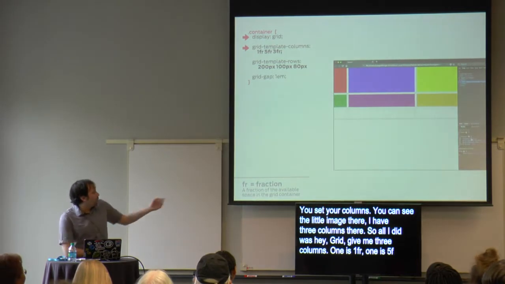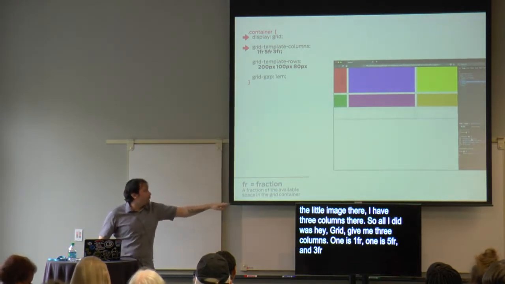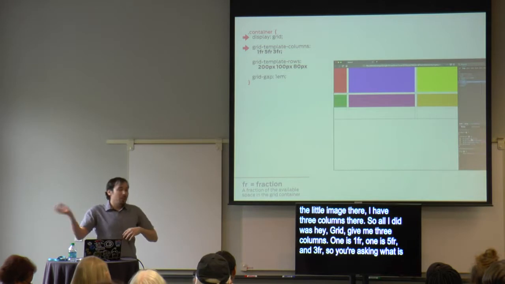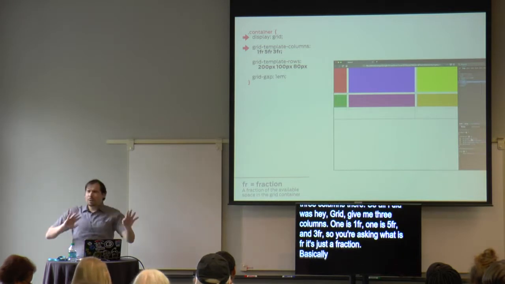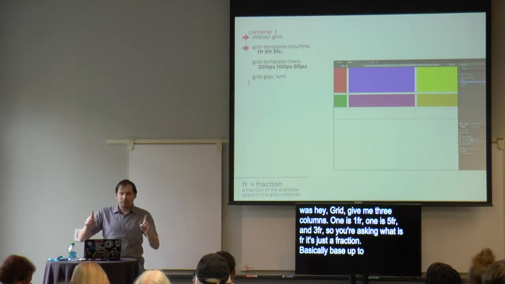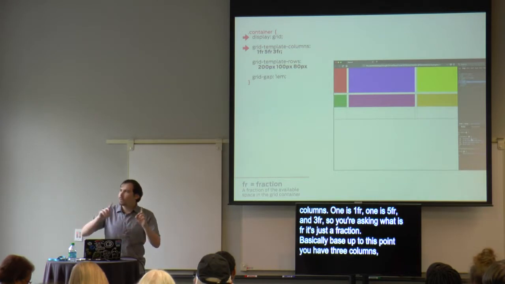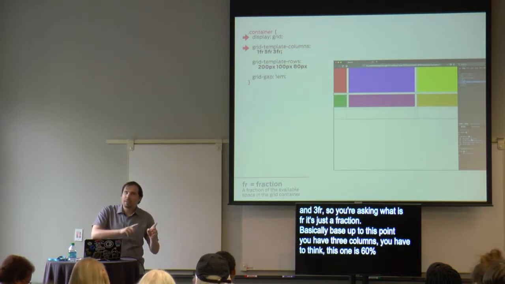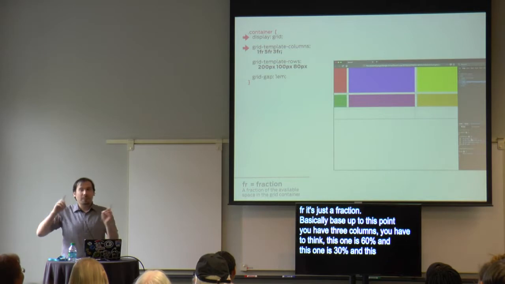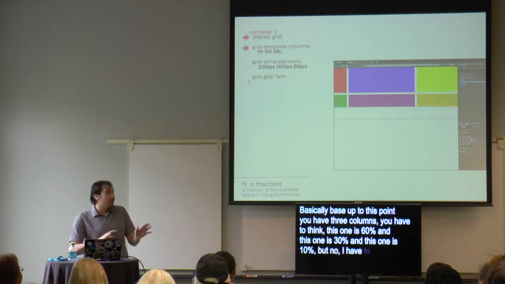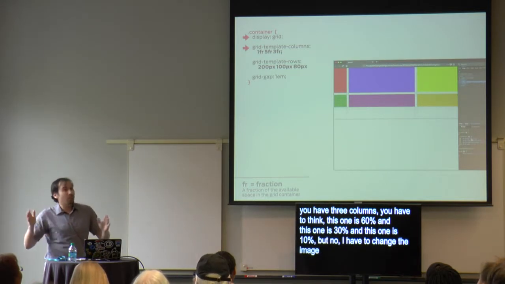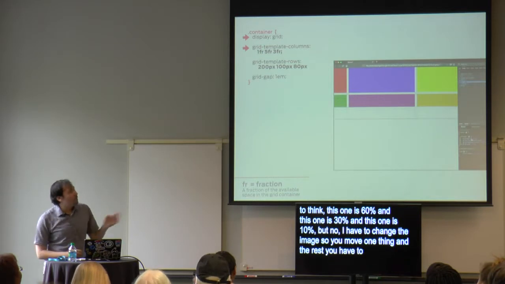So an fr is a fraction of the available space in the Grid container, which basically means up to this point, if you have 3 columns, you would have to think, OK, so this one is 60%, and then this one is 30%, and then this one is 10%, but then, oh no, I have to change the image, so this one is 65. You move one thing and the rest you have to accommodate, so you get to 100%. With this, you let the browser do the math.